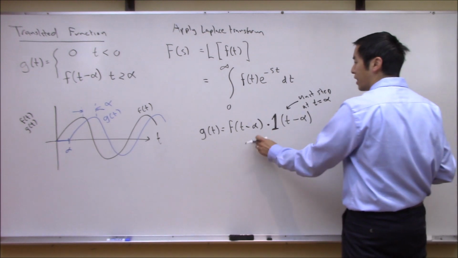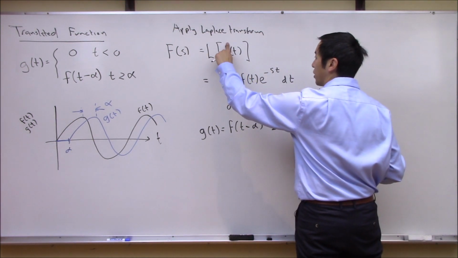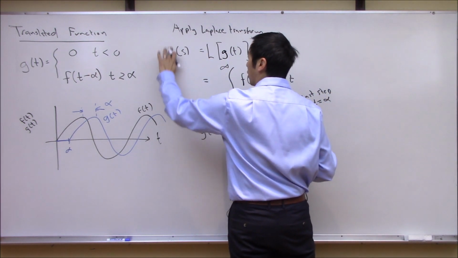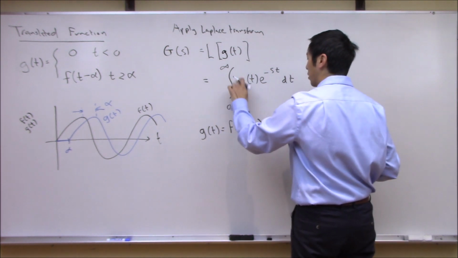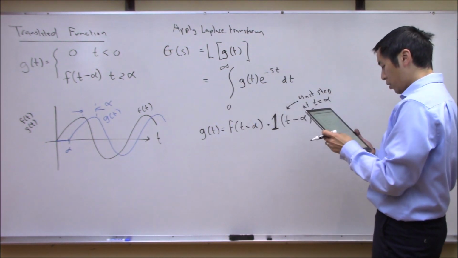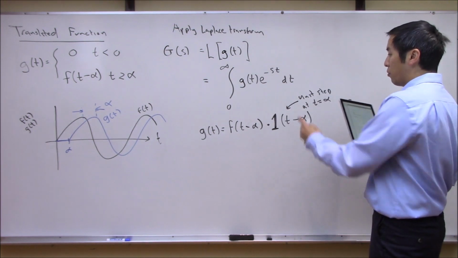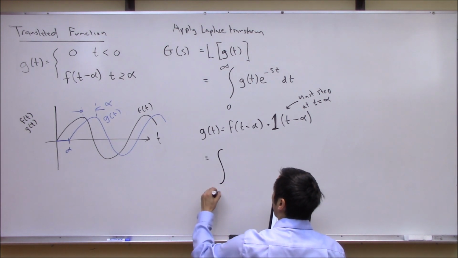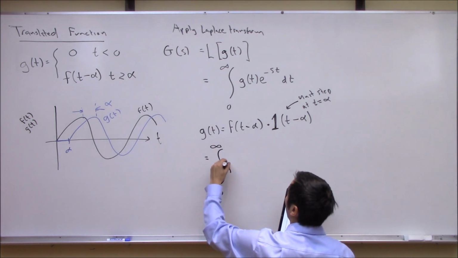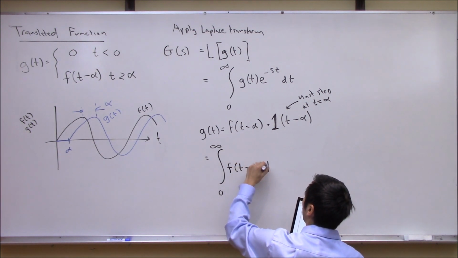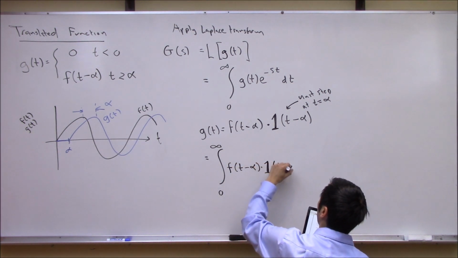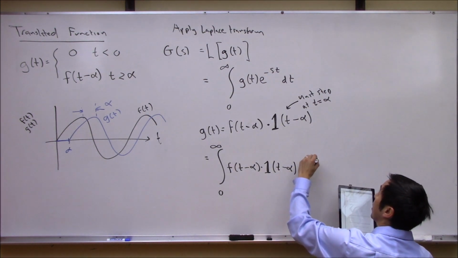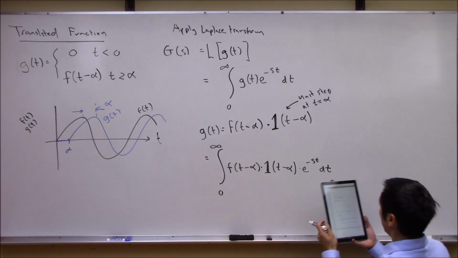Okay, so plug this into, well, I guess we got to change all this. We're not looking for the Laplace transform of f anymore. I want g, right? Okay, so all we got to do is plug this in to here. So we end up with the integral from 0 to infinity of f of t minus alpha times a unit step of t minus alpha times e to the minus st dt. Right? I think I got that.